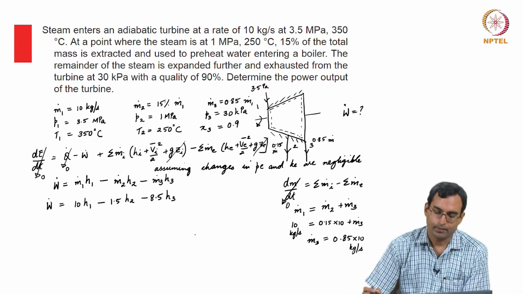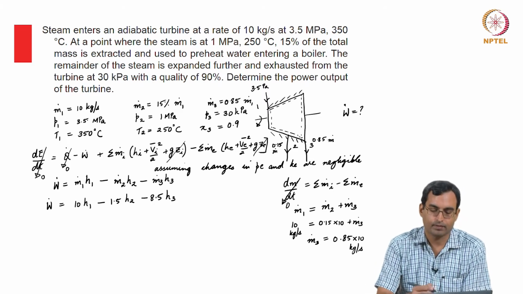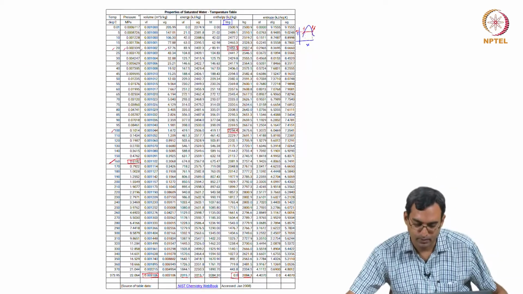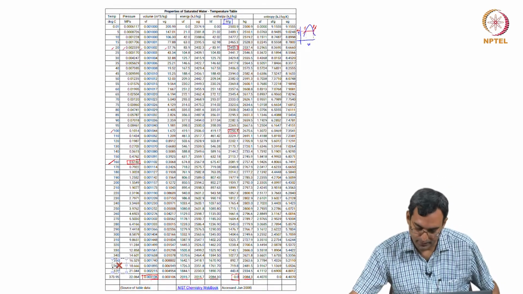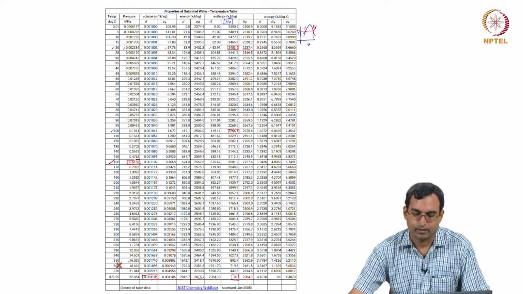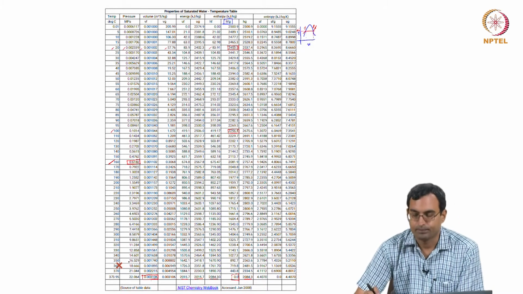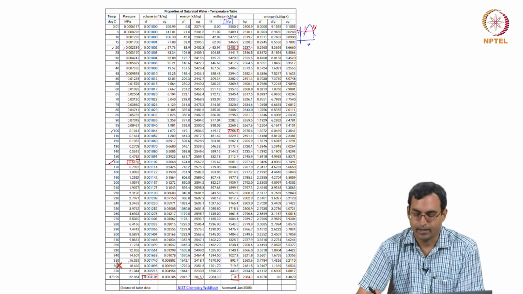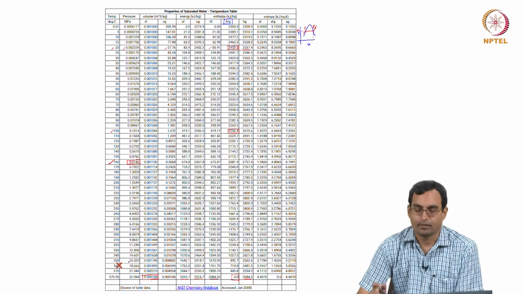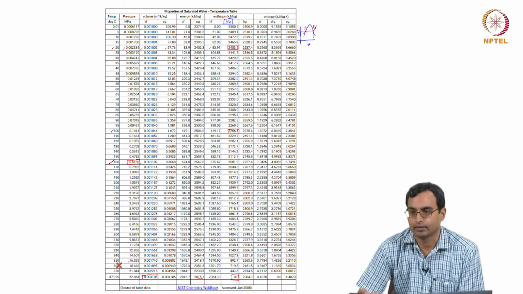From the steam tables, I need the enthalpy at 1. The condition at 1 is a pressure of 3.5 megapascal and a temperature of 350 degrees centigrade. So, in the temperature table, at 350 degrees centigrade, my saturation pressure is 16 megapascal. If the steam was at 350 degrees centigrade and a pressure of 16 megapascal, it would be saturated. My actual pressure is 3.5 megapascal, which is much lower than this saturation pressure.